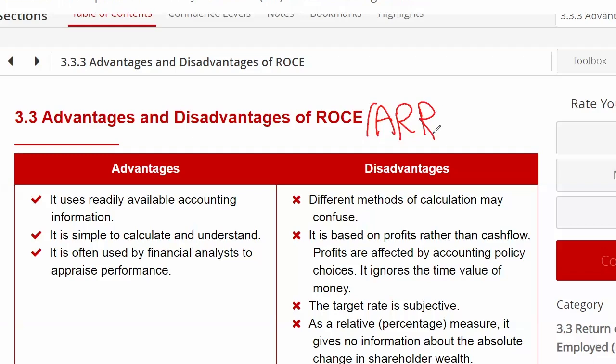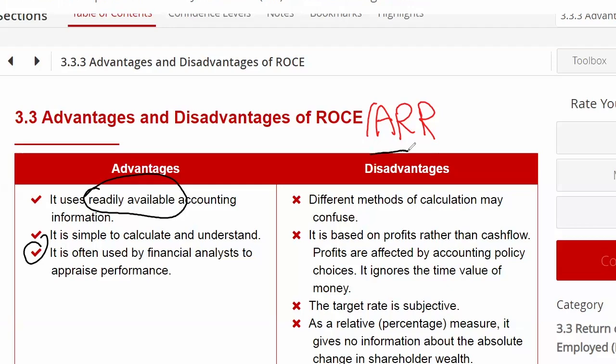The first advantage of this method is that it is based on accounting information, and accounting information is readily available. You can access it easily. This is the first advantage. The second: the methodology of calculation is easy to understand. And this methodology is usually used by financial analysts to appraise performance. This formula is widely used, and everyone understands the meaning of ROI, ROS, and accounting rate of return. So these are some advantages of this methodology.